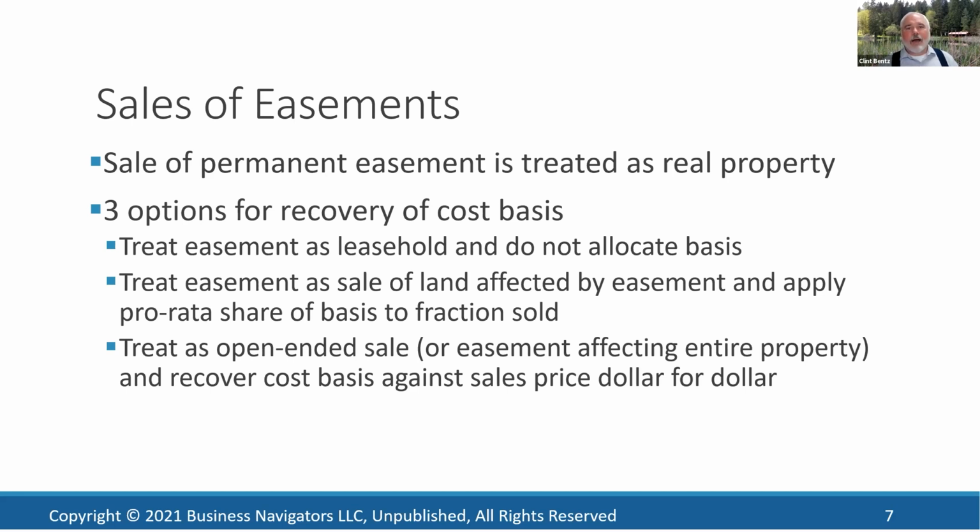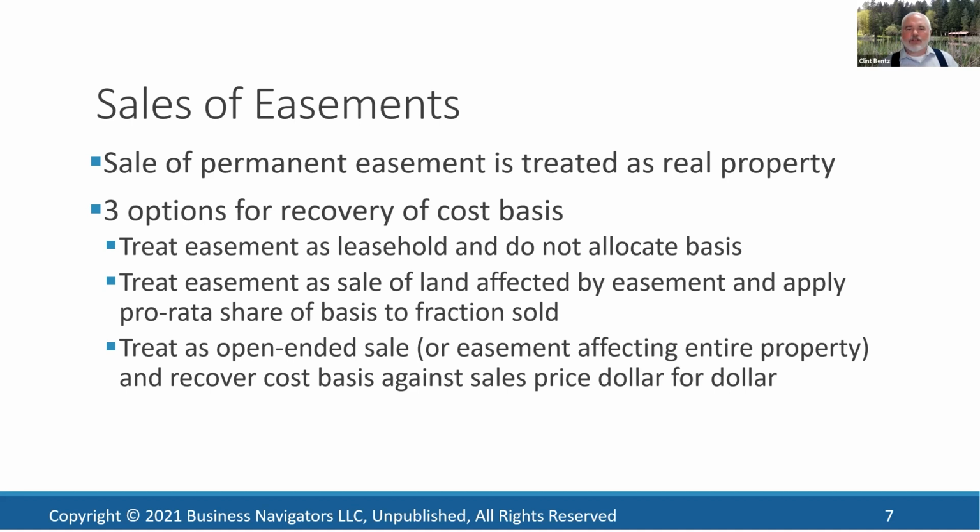We've got 3 options for how we allocate basis to the sale of an easement. The first one is we just treat it like it's a leasehold. So treat it like it's a rental, even though we report the capital gain, we don't allocate any basis to it. We just pick up the entire easement in our income as a capital gain. We don't allocate any cost basis to it.